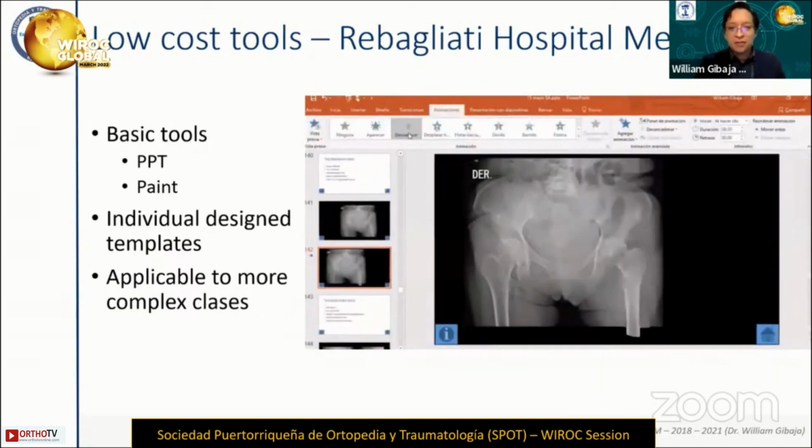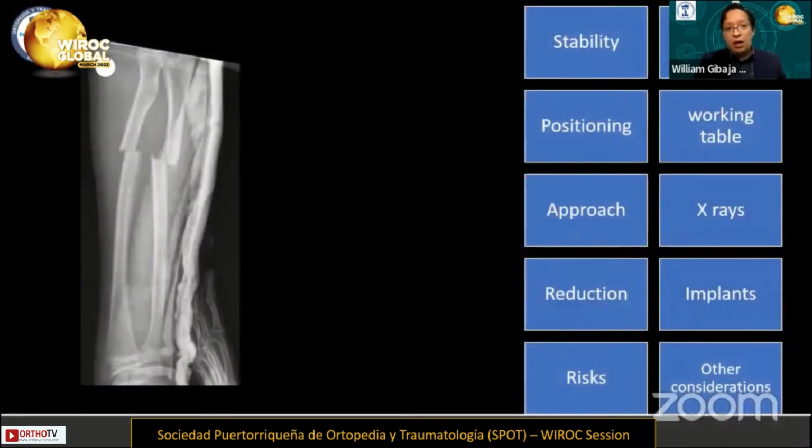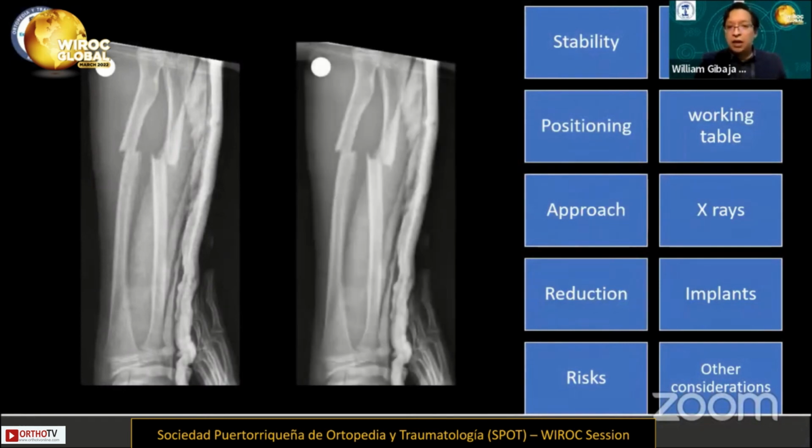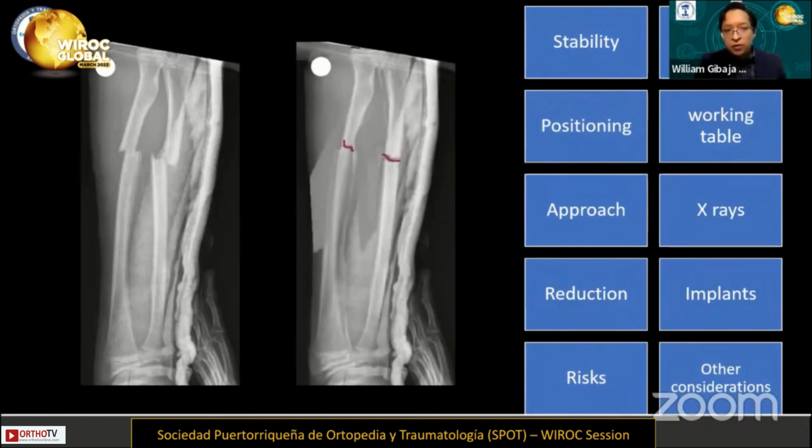So that's the theme of this presentation. This is a shaft fracture of both ulna and radius. What we can do here is reduce the fracture, demonstrate these, and apply a plate according to the approach that we might be considering. This template is already scaled to the dimensions.